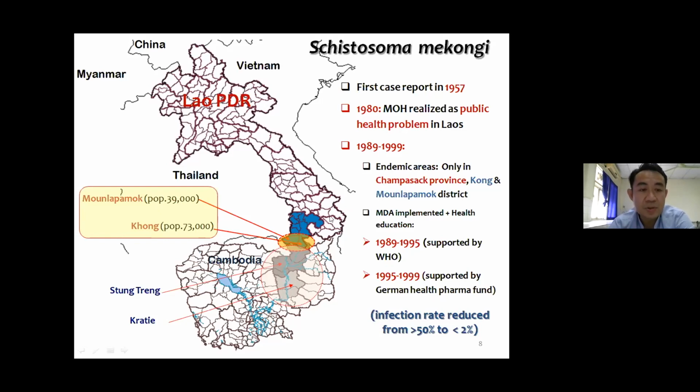And the map shows you the endemic area of Schistosoma mekongi in Laos, which occurs only in the south of Laos, only in Champasak province. You can see Champasak province, and only 2 districts in Champasak province: Khong district, including Khone Island, and Mounlapamok district, only these. And this is the endemic area of Schistosoma mekongi in Cambodia.